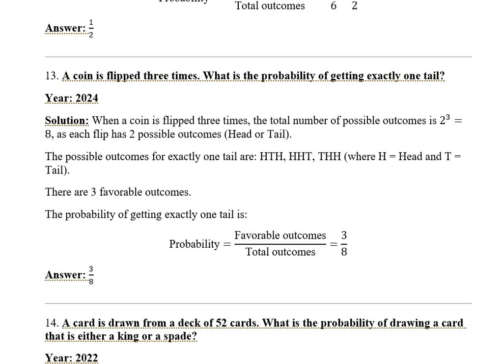A coin is flipped 3 times. What is the probability of getting exactly 1 tail? A coin is flipped 3 times.